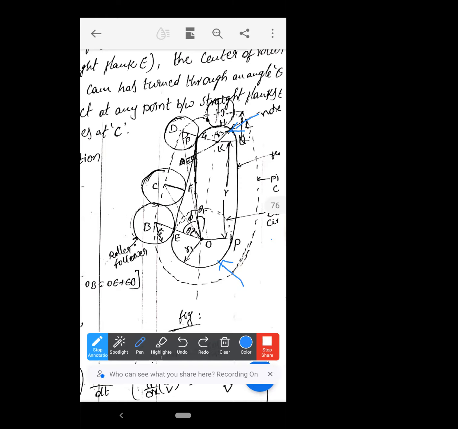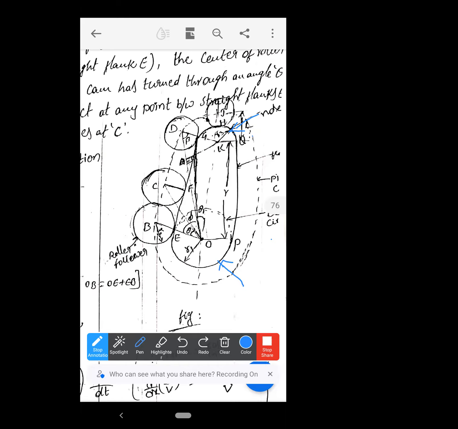Actually these two are very near to each other, but for our understanding we give some gap between them. The nose circle and base circle are separated by some distance, but those two are very near.